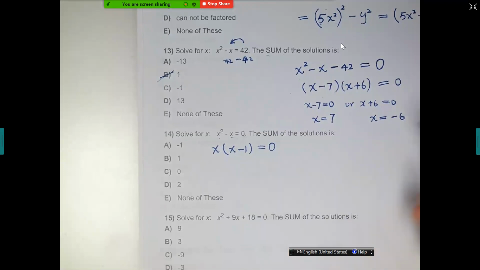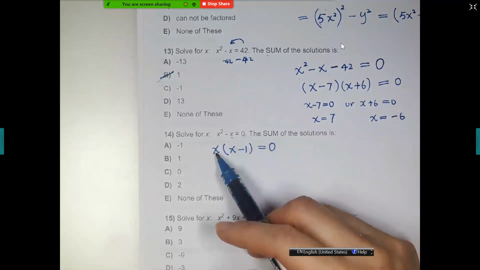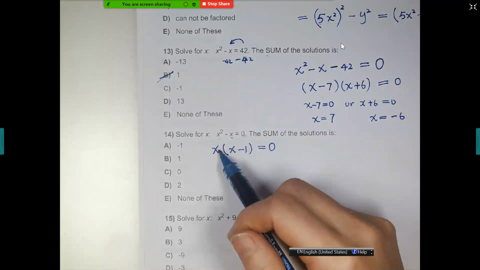And how do I proceed? I only see x minus 1. And what do I do with x? X is also a factor here. So something times something else.